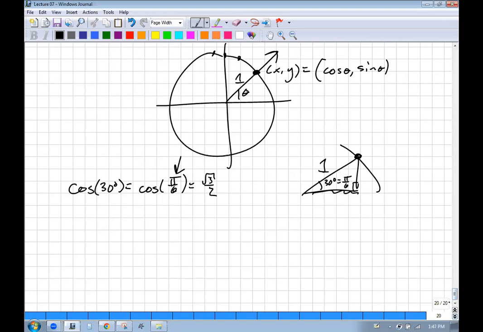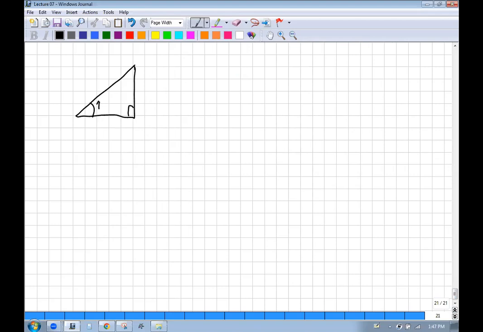Again, everything comes down to two triangles. 45 degrees, 45 degrees, hypotenuse length 1, legs x, y. Here they happen to be the same. Same angles, so these have to be the same. And then there's this one: 30 degrees, 60 degrees, length 1, x, y.